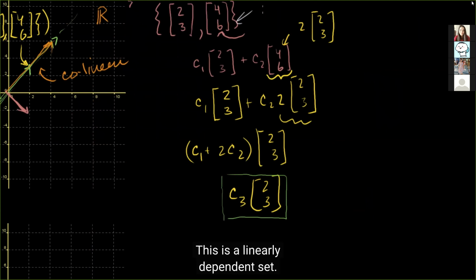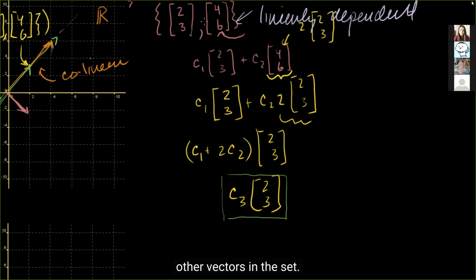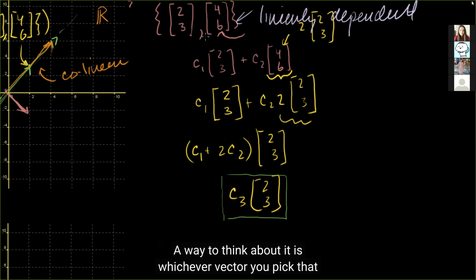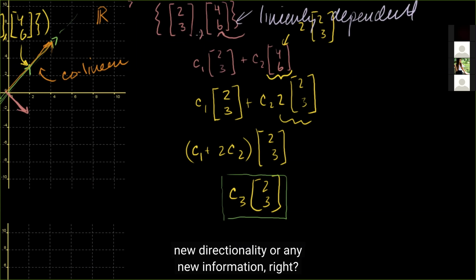This is a linearly dependent set. And linearly dependent just means that one of the vectors in the set can be represented by some combination of the other vectors in the set. And a way to think about it is whichever vector you pick that can be represented by the others, it's not adding any new directionality or any new information, right?